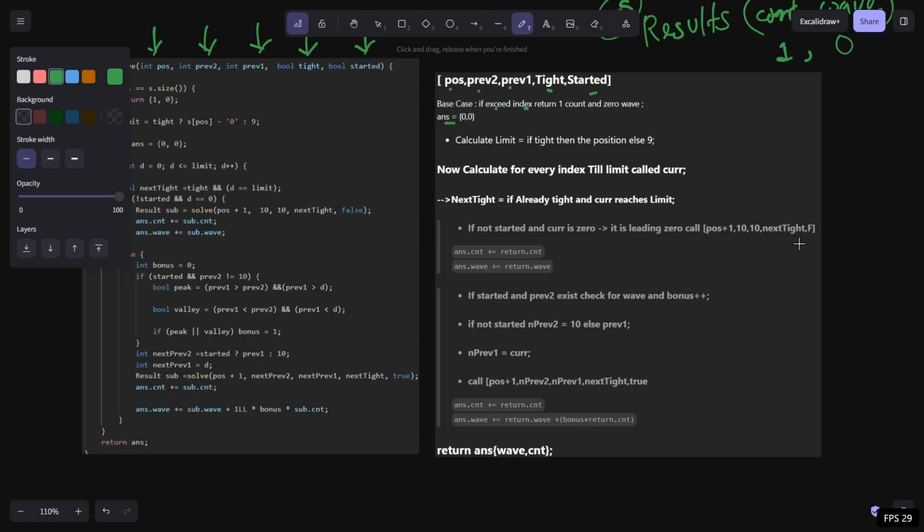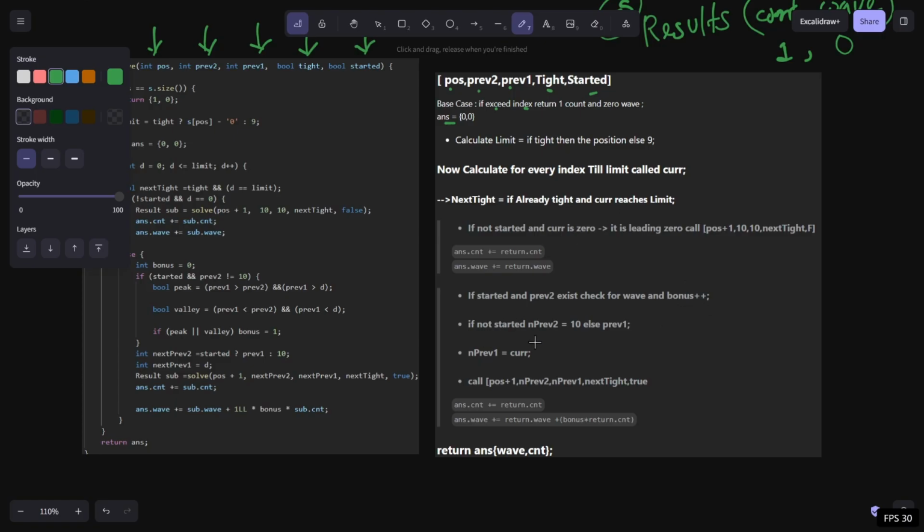Next start, and if started is false, it hasn't started, so move to the next index. Okay, and do answer, we're going to compound the number of counts and ways. And if it isn't a leading 0, first we have to check: has it already started? If it's already started and previous two also exist, then we check for ways, number of ways, and we're going to increase bonus by 1.